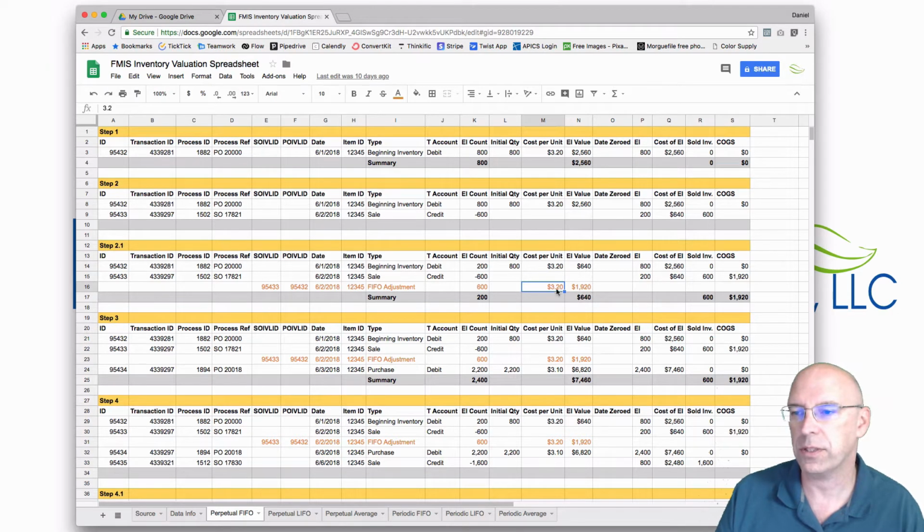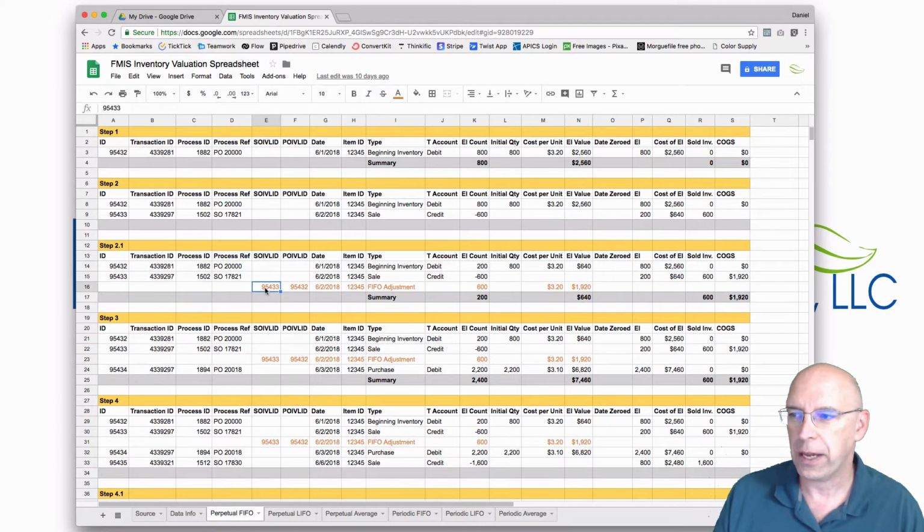$3.20 times 600 is $19.20. Our ending inventory is now 200 units, and our ending inventory cost is $6.40. Our cost of goods sold is, of course, $19.20.